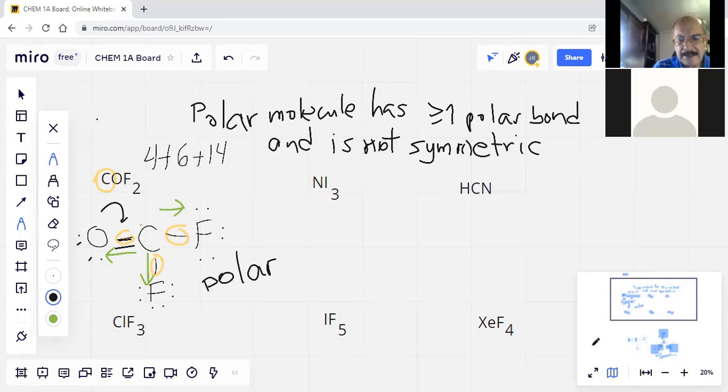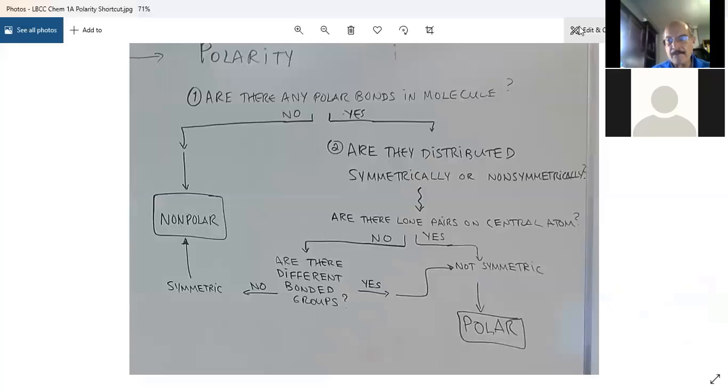Okay, now I think that I gave you guys at some point something that looks like this. It may not be the same image, but I went through this in the video that accompanied your little exercise that you did on molecular shapes. And this is a shortcut. Like I said, it's going to work most of the time. There are a few exceptions.